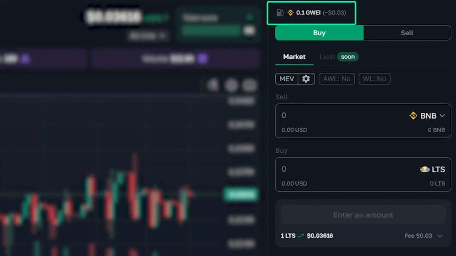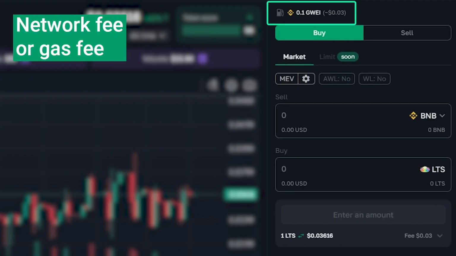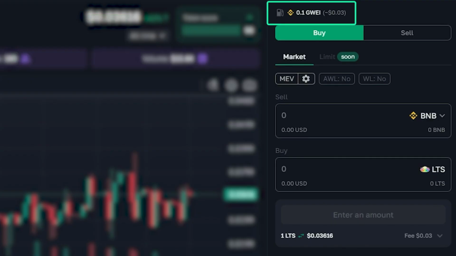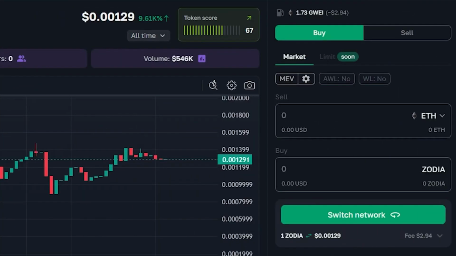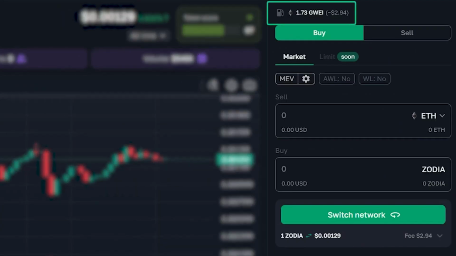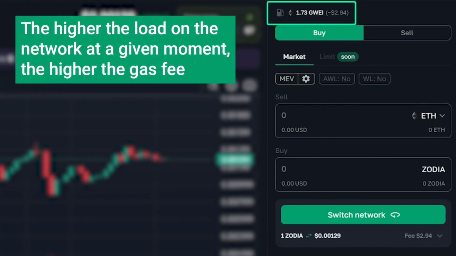The first thing we see is information about the cost of one average swap transaction in the selected network, the so-called gas fee. Since we have opened a token launched on the BNB Smart Chain network, we see the current transaction fee in the BNB network. If we open a token in the Ethereum network, we will then see the current fee for Ethereum transactions. This fee is dynamic and will change depending on which network you are transacting in and the load on that network.